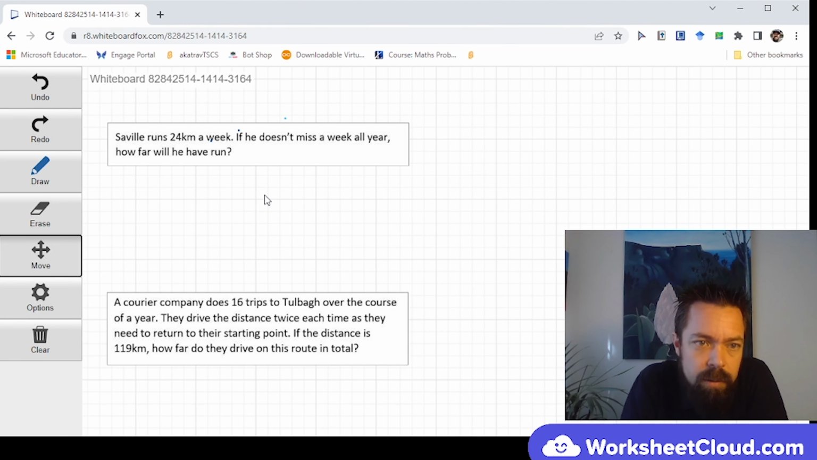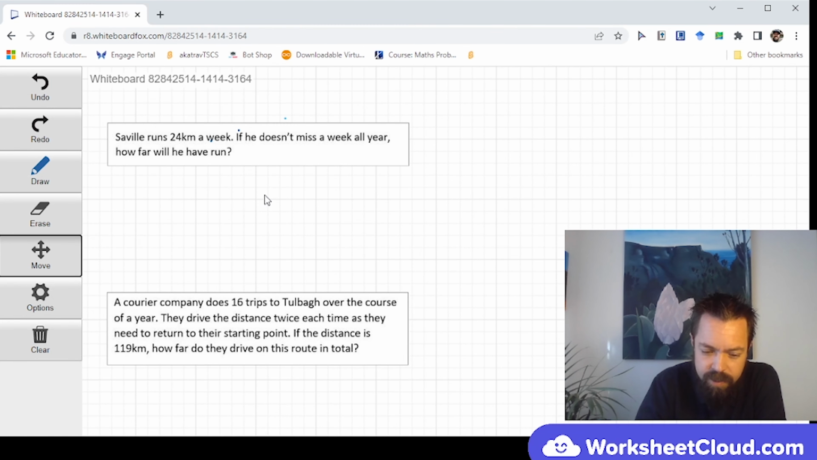All right, so Saville runs 24 kilometers a week. If he doesn't miss a week all year, how far will he run? There's maybe a little bit of a sneaky thing in there, but you should know this by now: I didn't tell you how many weeks there are in a year. But you should by now know that there are 52 weeks in a year. Okay, so we've got two pieces of information. We've got 24 kilometers, that's how many he runs a week, and we have 52 weeks.